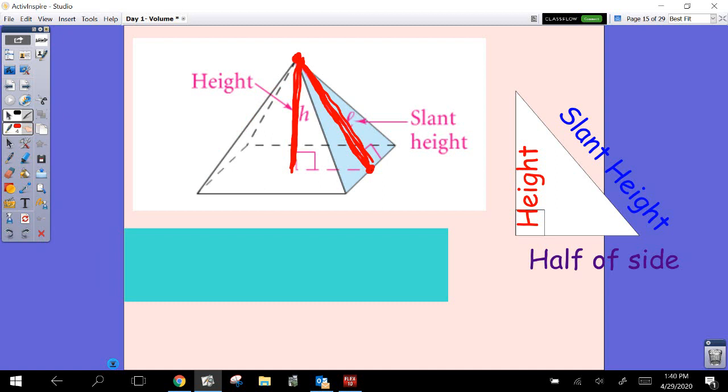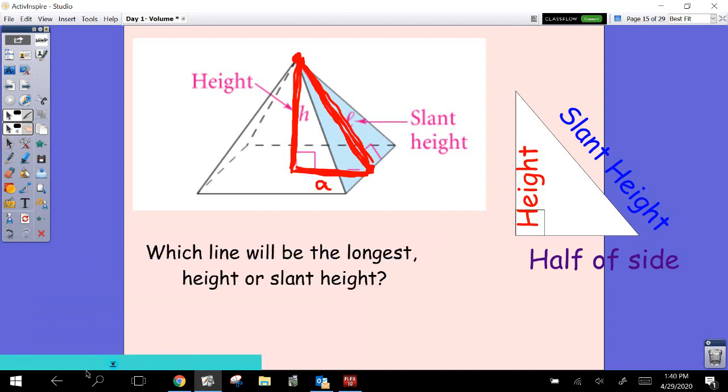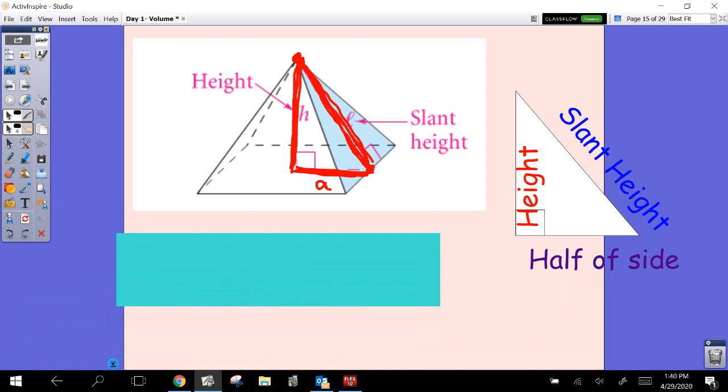base. And then what would this be called right here? Anybody remember? That's actually your apothem. Oh my gosh, look what it forms. It forms a right triangle. So that's that. Let's see what it says under this. Oh, what will be longer, the height or the slant height? Well, remember the hypotenuse is the longest side, so the slant height should always be longer than the height.